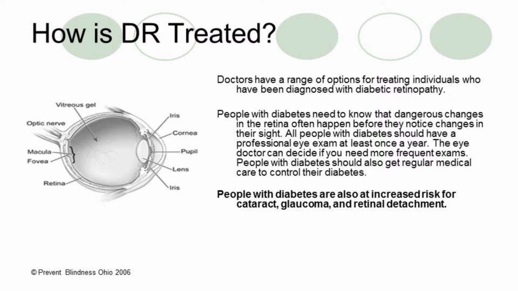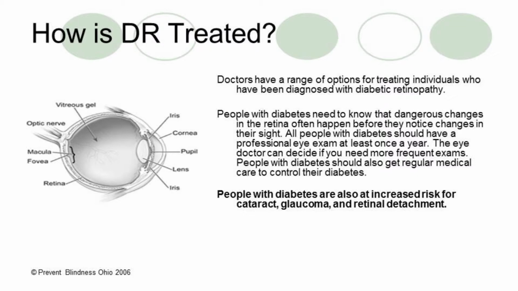And for vitreal hemorrhage and retinal detachment, surgery is done to remove blood and vitreous gel that gets into the middle of the eye and to reattach the retina. This surgery is very difficult to do and it's not always successful. Therefore, it's extremely important for people with diabetes to get a regular eye exam every single year.